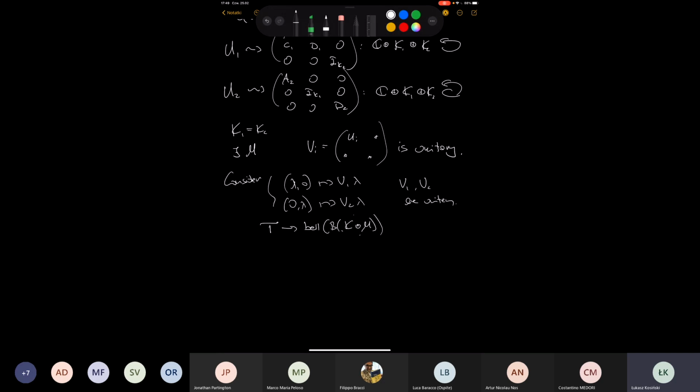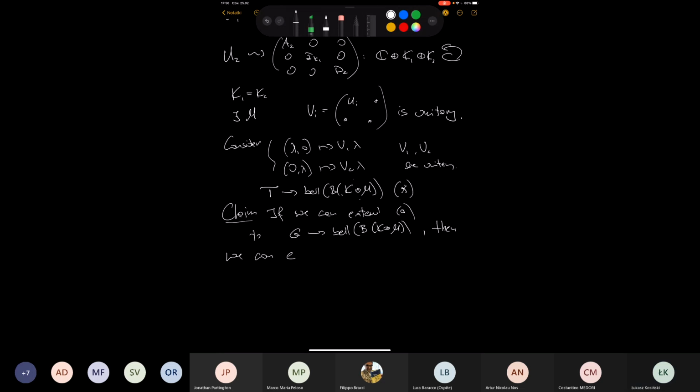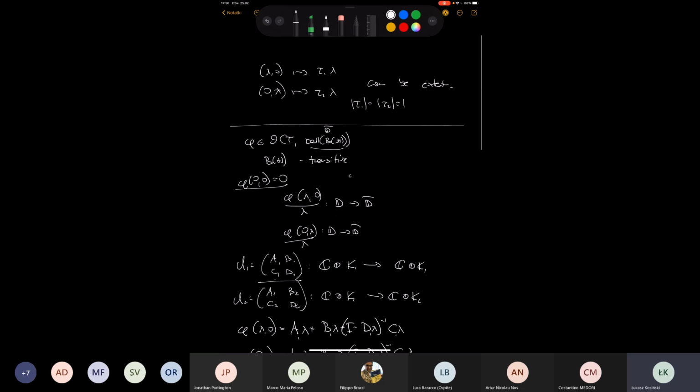Okay, and look, claim: if we can extend this mapping denoted by star, if we can extend star to a mapping defined on the whole G, then we are done. Then we can extend F. Then we can extend phi.